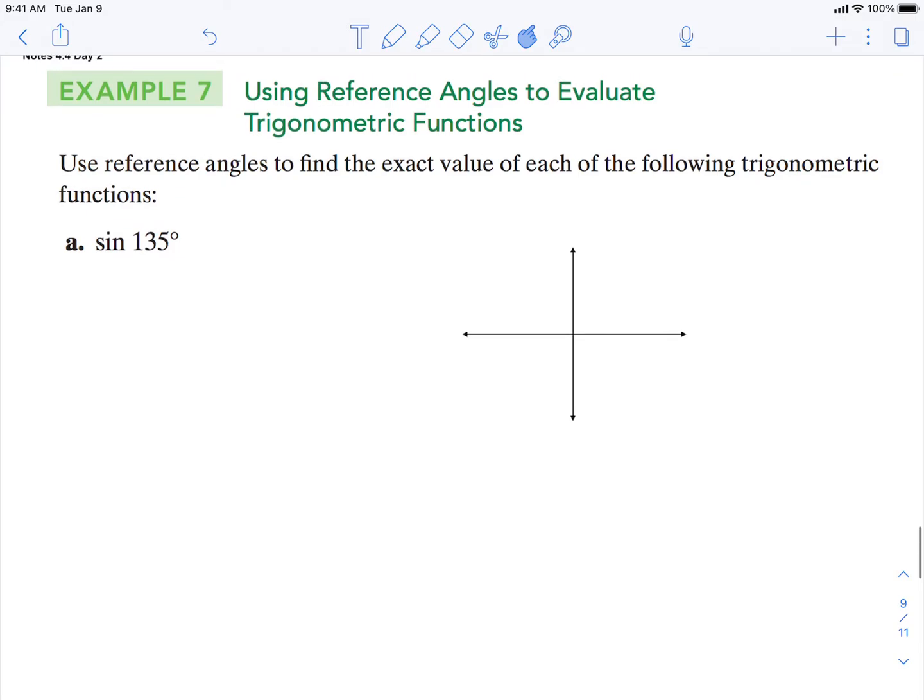So here we go. Example 7. Use reference angles to find the exact value of each of the trigonometric functions. So let's go ahead and find the sine of 135 degrees first. So I'm just going to graph this angle theta, which is 135 degrees.